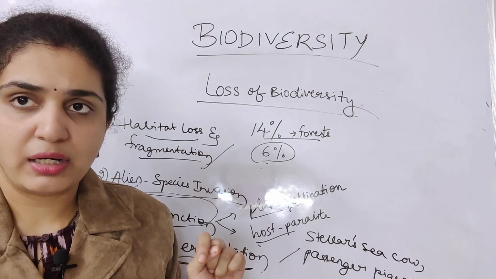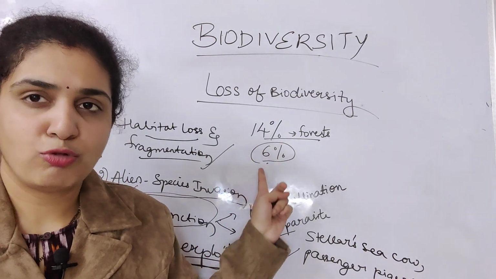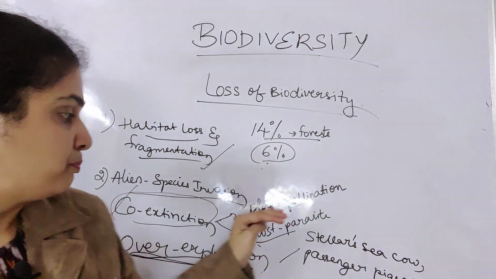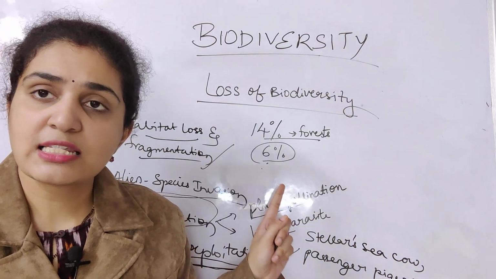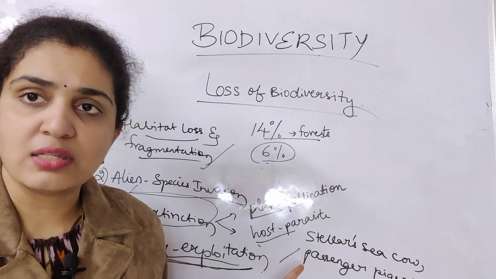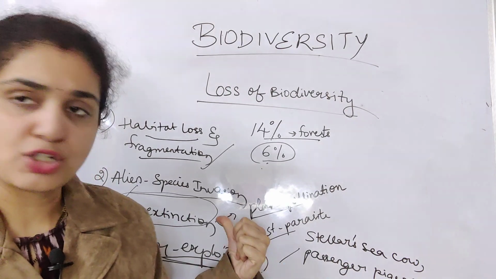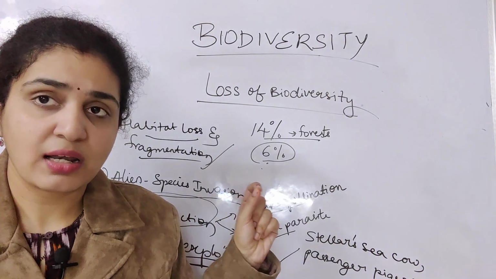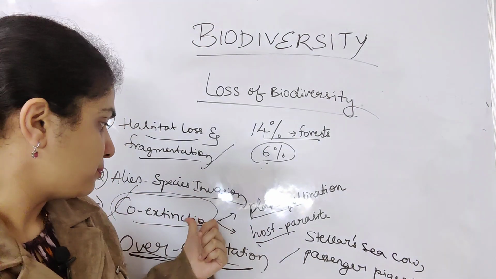They'll ask one important NEET question: habitat loss and fragmentation. And they won't ask about 14% now to 6%, that is not important. Then next, over exploitation: they'll say Steller's sea cow, passenger pigeon got extinct due to the following reasons, and give you habitat loss, alien species, over exploitation, coextinction. The answer is over exploitation. Whenever you see Steller's sea cow or passenger pigeon, it is over exploitation only.